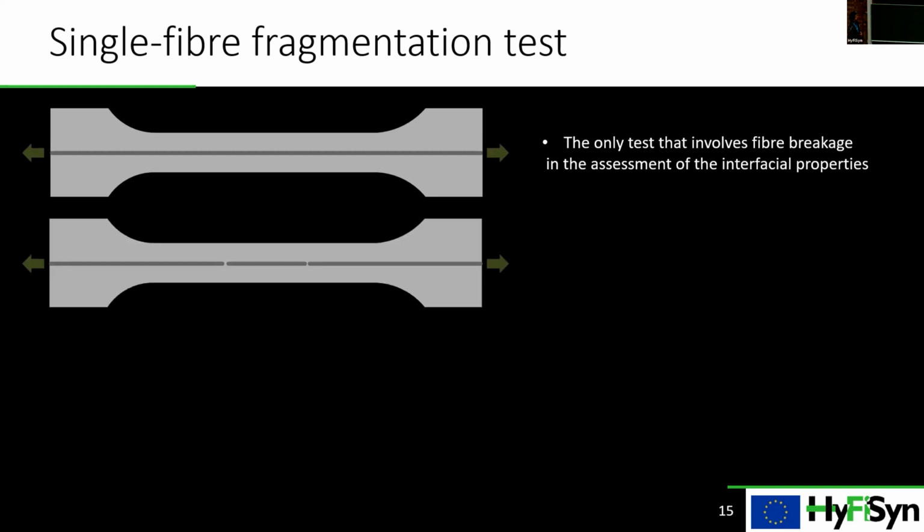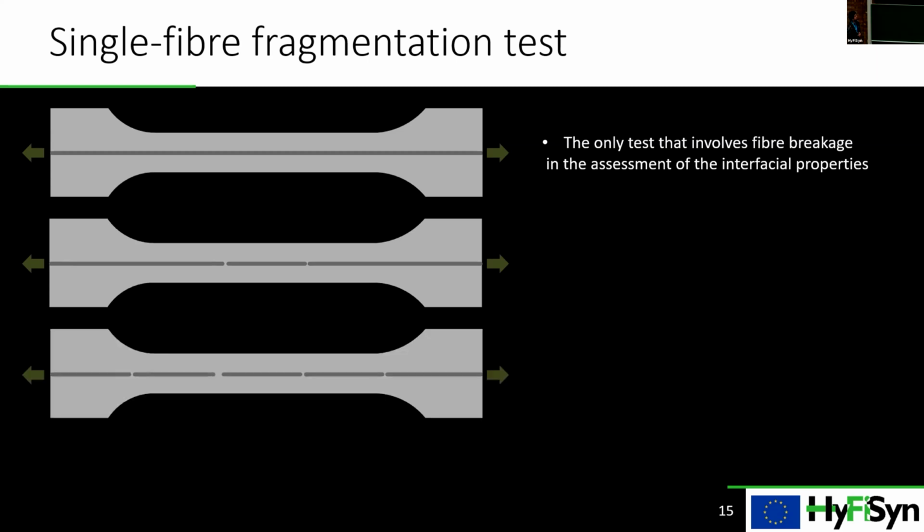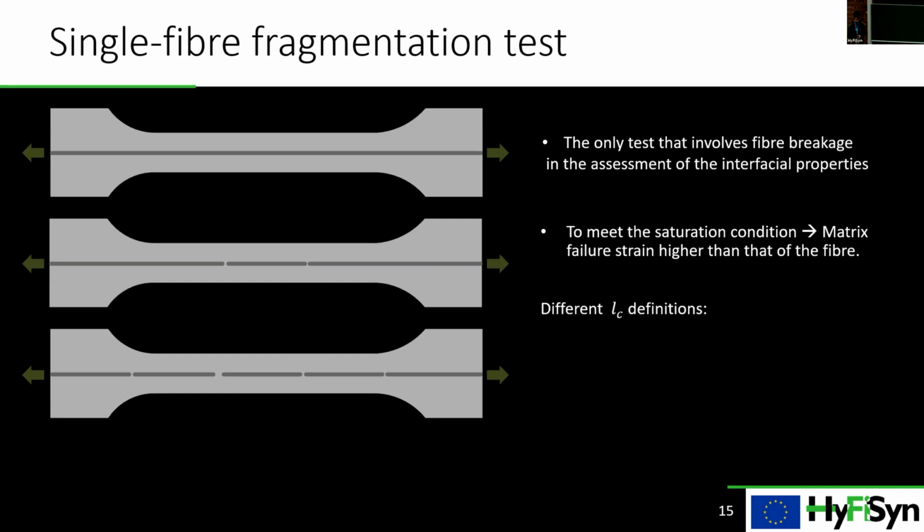So you strain it, and then you end up with a few fragments, you strain it more, and then you end up having more fragments. But at some point, you reach a stage where no new fragments are developing. So it is called the saturation level. And in order to reach this saturation level, as you can imagine, the matrix should have a higher failure strain than the embedded fiber.